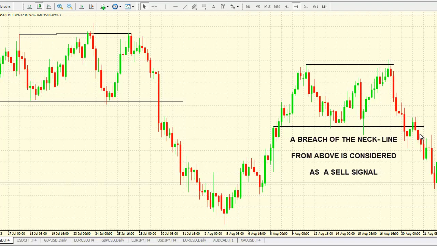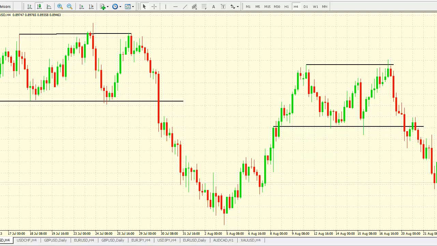The price is expected to drop to lower levels by at least the amount of the minimum objective of the pattern, which is the perpendicular distance between the top and the neckline.